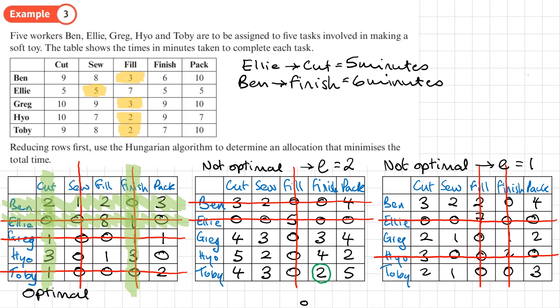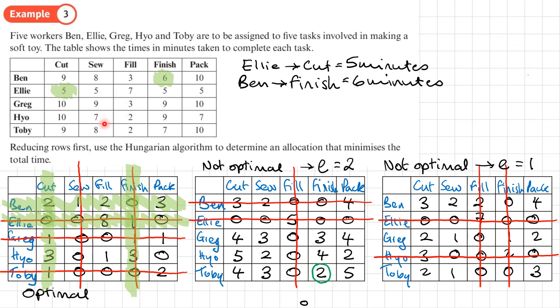Now, if we look at the remaining people and tasks, because there's not a single 0 in each row or column, we have choices. So, for example, Hayo could sew or pack. And if we look at the cost, that's not going to change his cost. It's still going to be 7. However, for Greg, he could sew or fill. Now, if we get Greg to fill and pick his lowest cost of 3, that means Toby's cost is going to be higher. Or if we choose Greg to sew and then Toby fills, then the cost changes. But notice the difference between them is 6. The total cost isn't going to change.